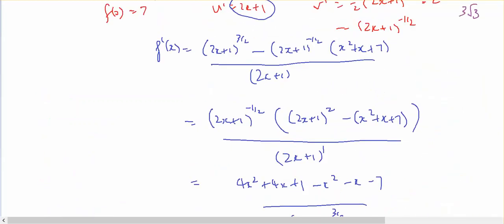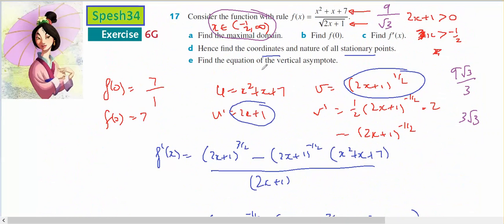And the last question is, what is the equation of the vertical asymptote? Well, as this approaches negative a half, then it's going to become asymptotic, because I'll have an asymptote at the point where the denominator is equal to 0. So the vertical asymptote is x equals negative a half.